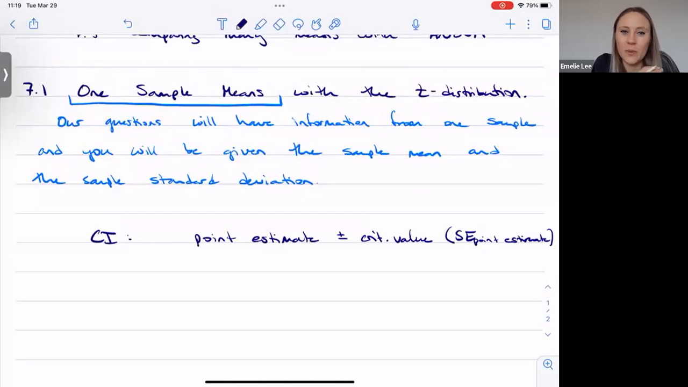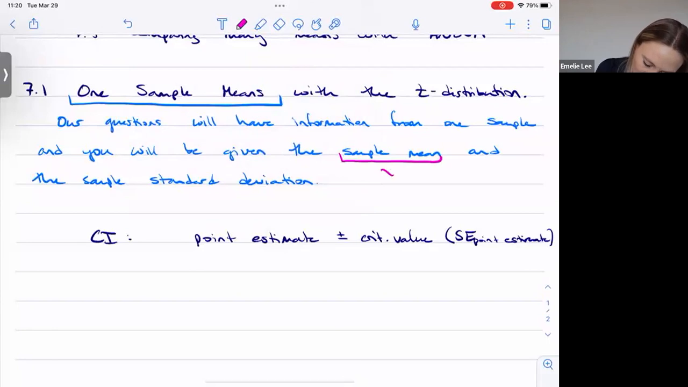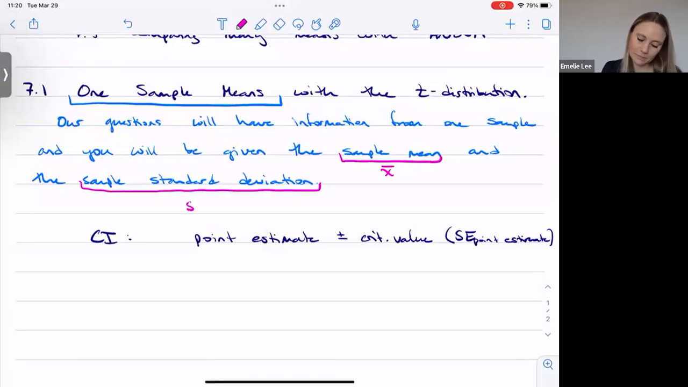So for one sample means questions, what's our point estimate? I'm going to be wanting to learn about the population mean, which is mu. We want to learn about how mu behaves. But our point estimate here is going to be X bar. And so you'll have your sample mean, which is your X bar. And maybe I'll clarify here because it's been a while since we dealt with this stuff: the sample mean is denoted by X bar and the sample standard deviation is your S.